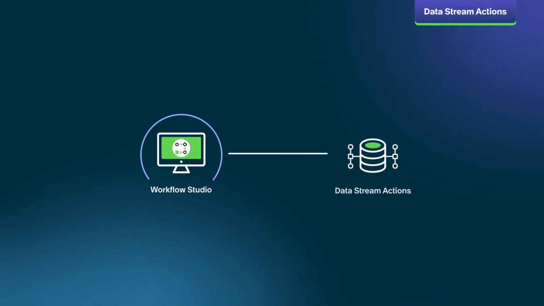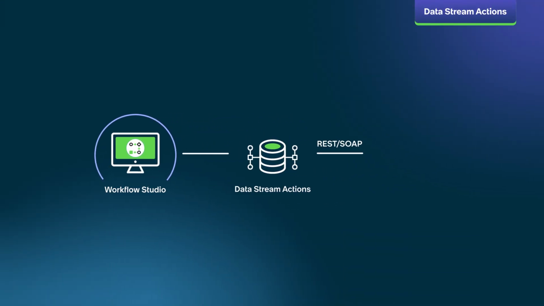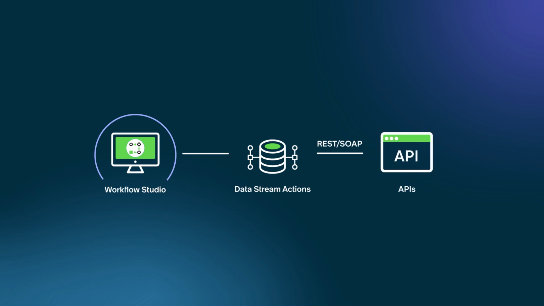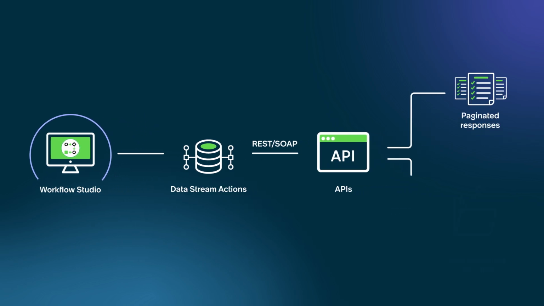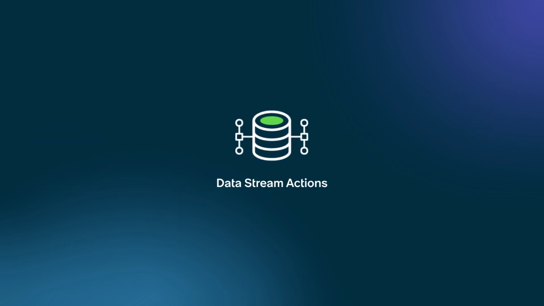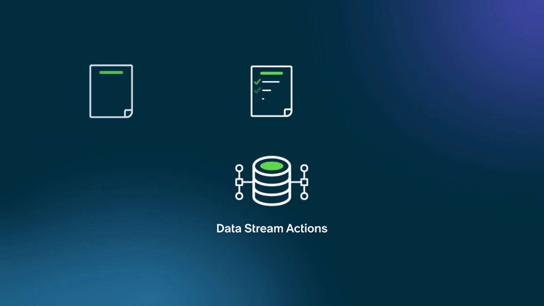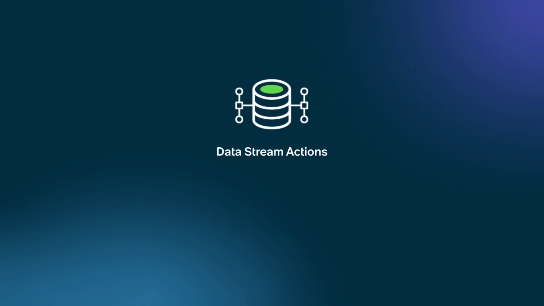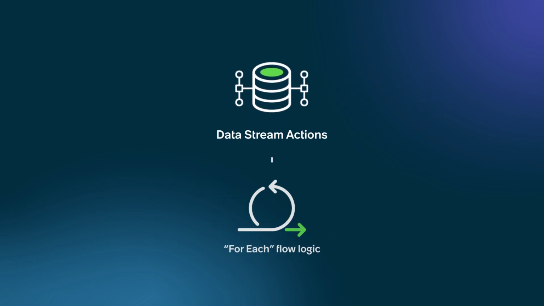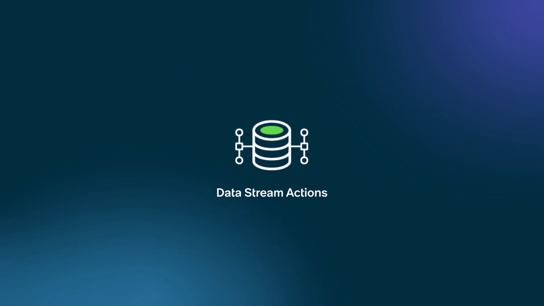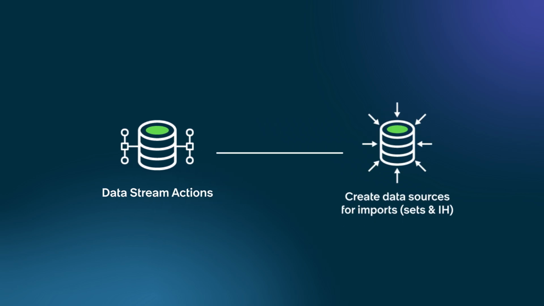Use data stream actions to send REST or SOAP requests from Workflow Studio to APIs that return paginated responses or responses larger than 10 megabytes. Data stream actions allow flows to process large requests by processing each object in the data stream using For Each flow logic. Data stream actions can also create data sources for other imports, like import sets and IH import.